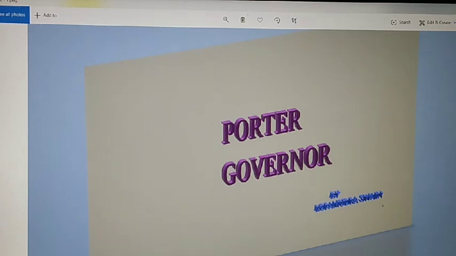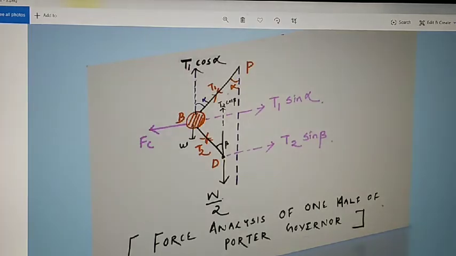Hello dear students, we have previously studied the introduction to the Porter governor. Today we will study in detail the force analysis of the Porter governor.